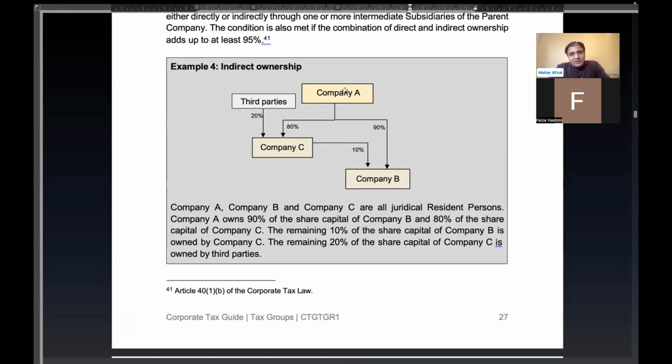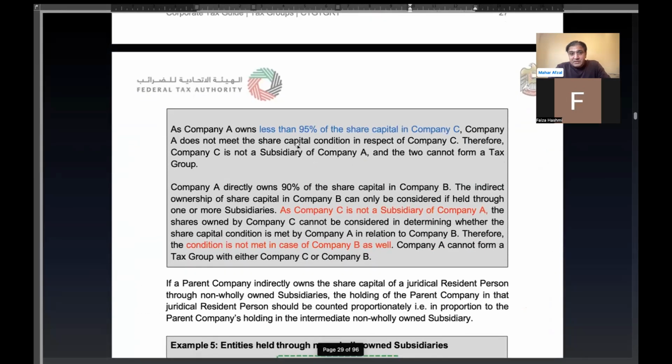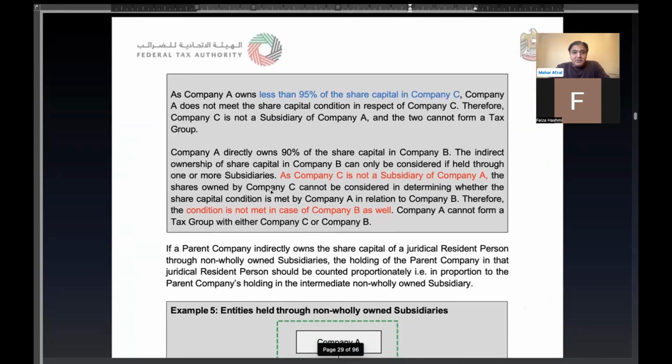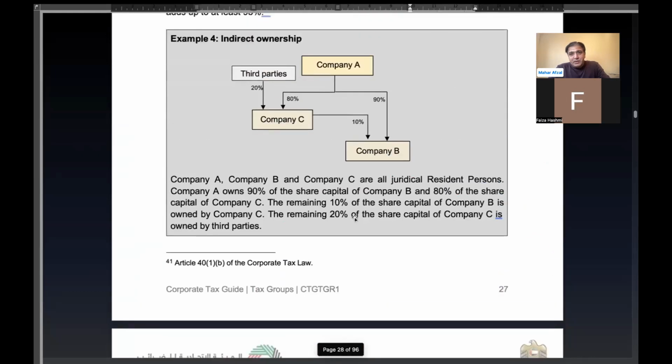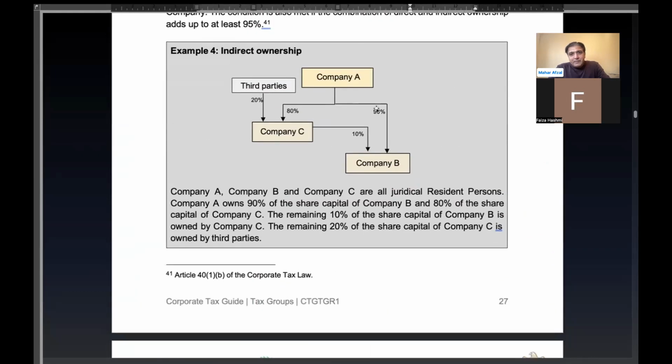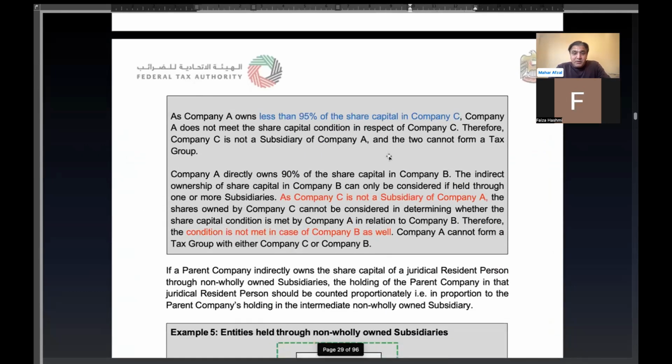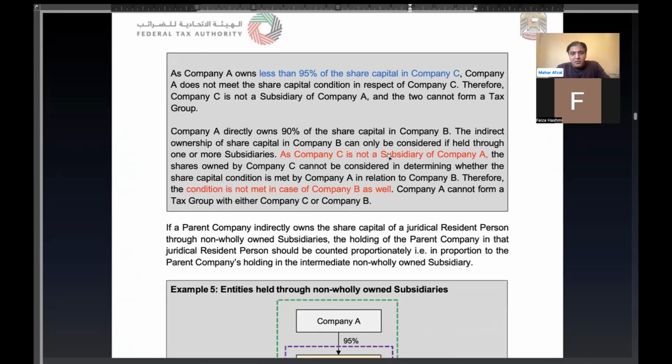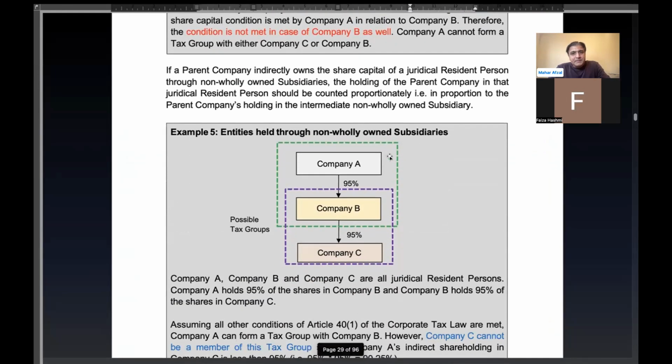They're asking, C is not a subsidiary of A. A is holding 80% in C, but the law says, the guide says, C is not a subsidiary of A. The share owned by C cannot be considered in determining whether the share capital condition is met by A. So therefore, the condition is not met in case of B as well. I was initially thinking 90%, 8%, 98%, which is incorrect for me as well. We need to stick to it in case some more clarification comes.